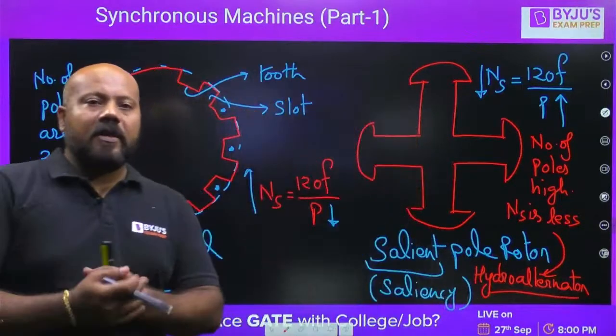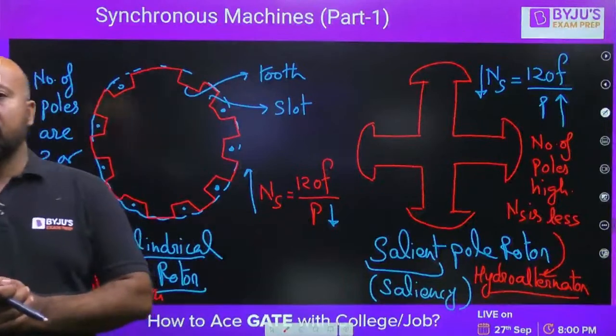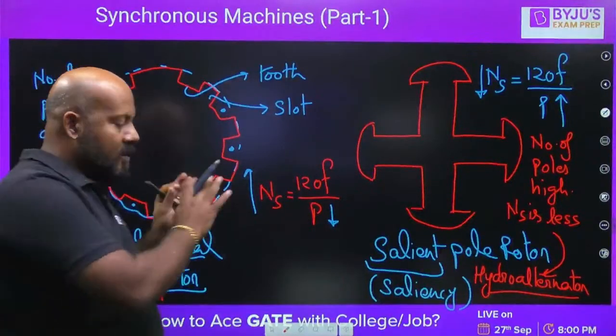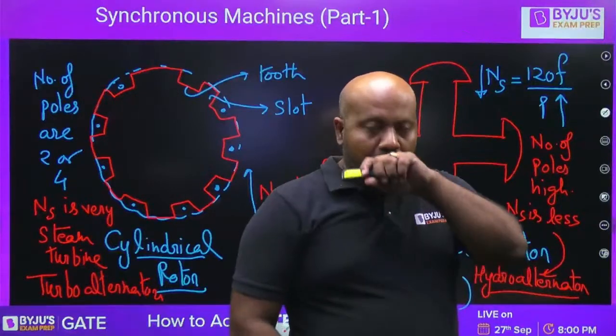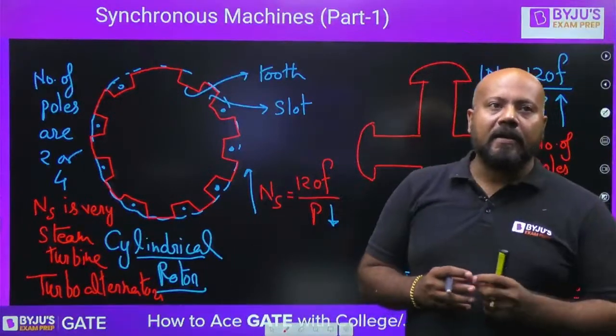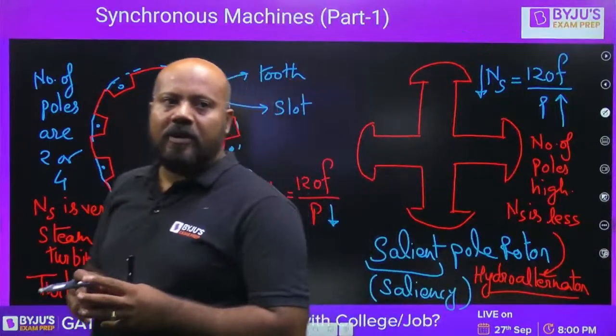Is it clear, everybody? Just tell me yes or no in the comment section. Are you able to follow this? Good evening, everybody. Vishnu. This much is clear. This basic idea is clear about the cylindrical and salient pole rotor. You must be having this idea.